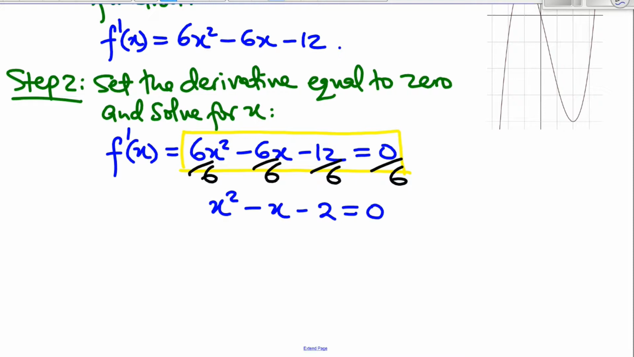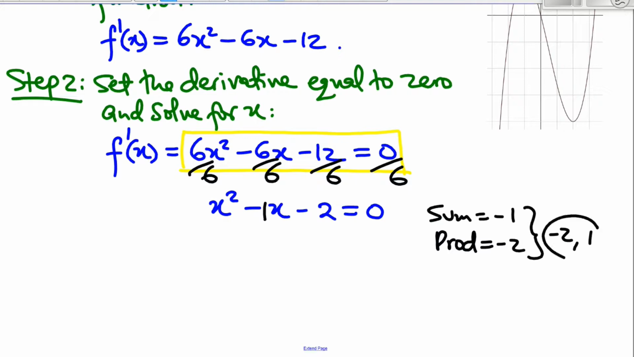Then we can split the middle term, which means you need to find two numbers whose sum is negative 1 and whose product is negative 2. We just need to factorize the left part. The numbers are negative 2 and 1. Now I'm going to split the middle term, which means to rewrite the middle term using these two numbers.